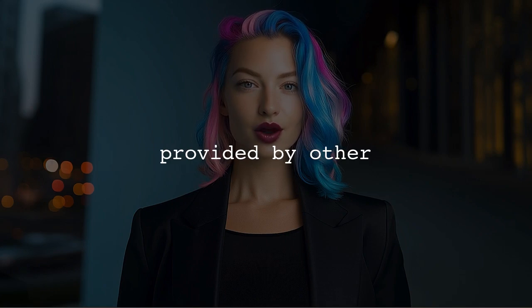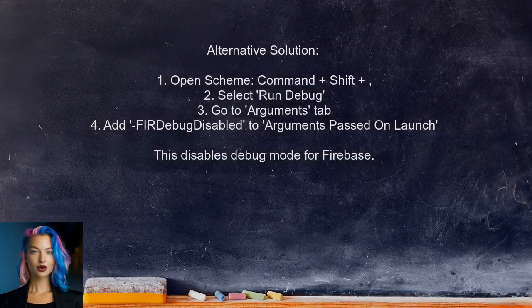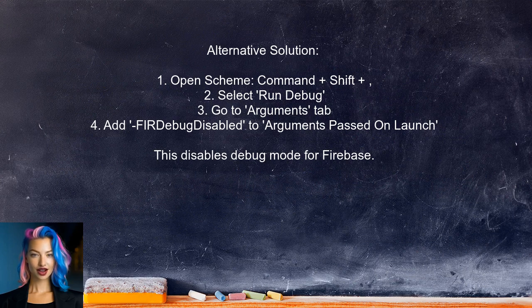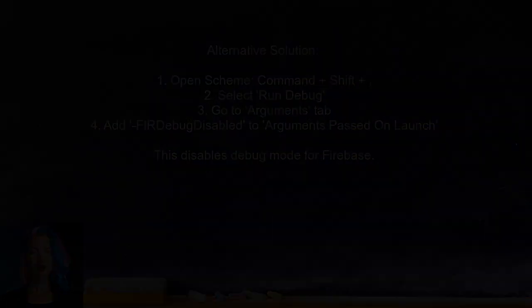Now, let's look at the answers provided by other users. One alternative solution involves adjusting settings in Xcode. First, open the scheme by pressing Command, Shift, and the comma key. Then select Run Debug on the left and go to the Arguments tab. Here, add -debug disabled to the arguments passed on launch section. This will disable debug mode for Firebase, including Firebase Analytics.